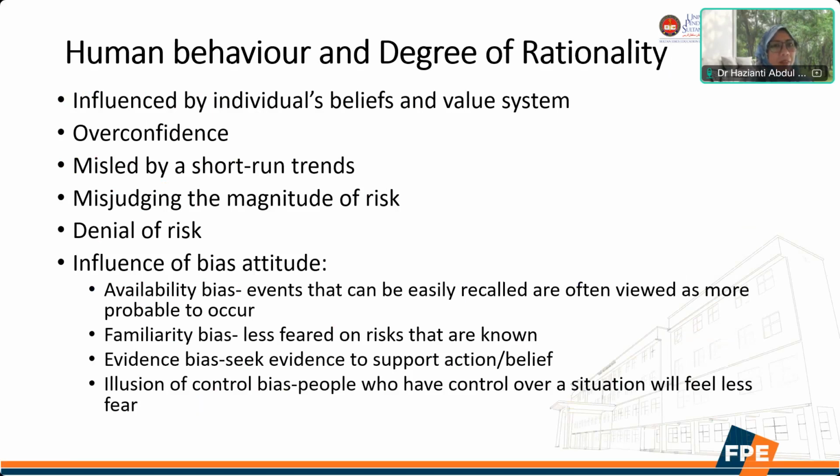And the third one can be being misled by short-run trends. Sometimes, especially in the stock market, when people see that the market is very good now because of the short trends, they invest. But when you invest at the wrong time, you will think that the trend will go away. Sometimes it can be misleading and misjudging the magnitude of risk. This normally happens when we tend to overestimate the magnitude of risk. Sometimes we think, oh, this is nothing, so the risk is low, but the magnitude of that risk, sometimes we misjudge.